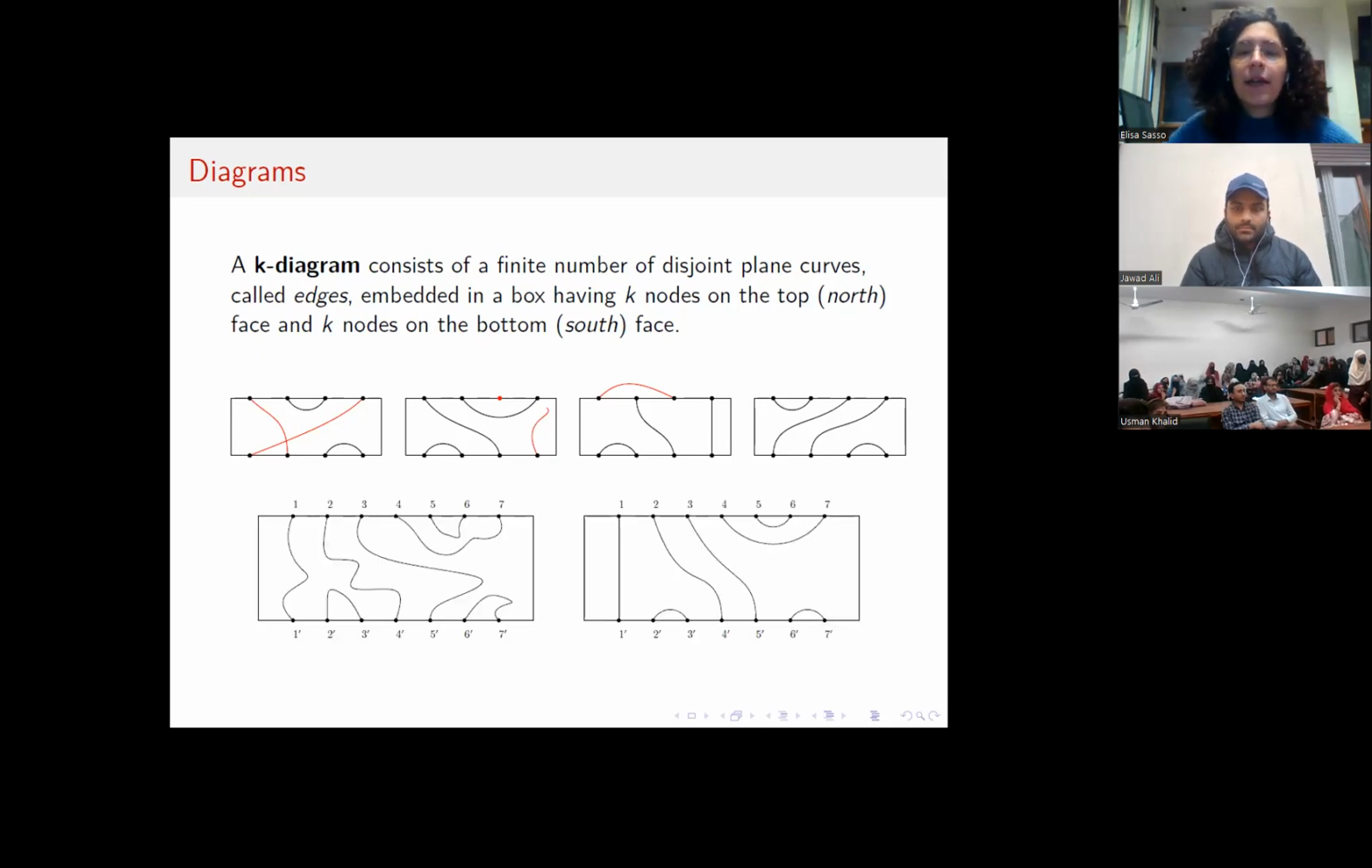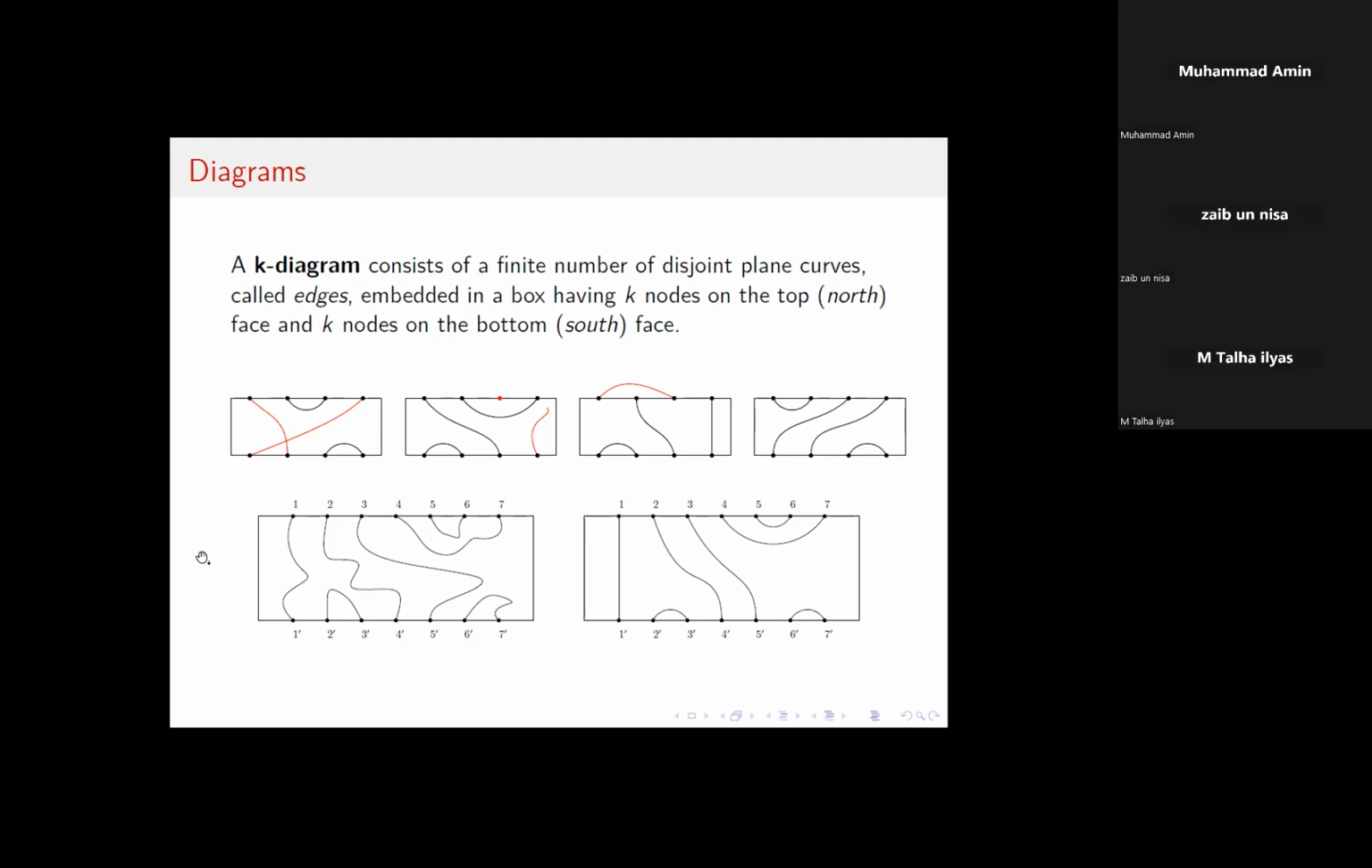And these diagrams are defined up to isotopy. What does it mean? It means that the two diagrams that you see here at the bottom of the slide are actually the same. It doesn't matter how I deform the edges. The important thing is that they do not cross, they don't intersect. So we will consider these two diagrams equivalent up to isotopy, up to how I deform the edges.